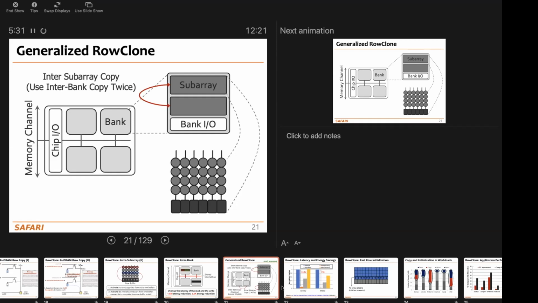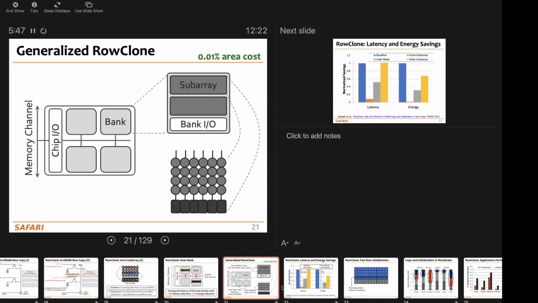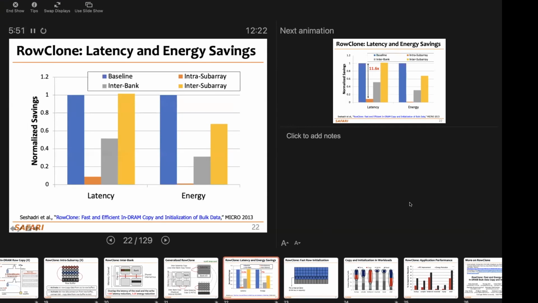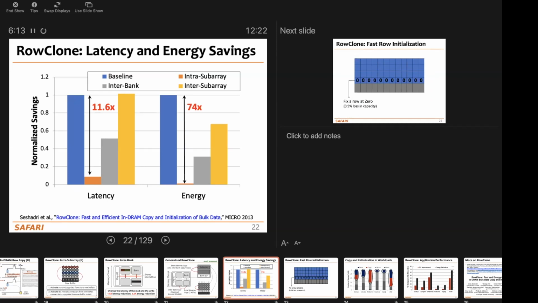One only problem with this is that the inter-subarray copy, when the two subarrays are in the same bank, needs to happen through two inter-bank copies. And that's what makes this operation the slowest one in the generalized RowClone. You can see here that there is not really improvement in terms of latency for the inter-subarray copy, but still there is improvement in terms of energy. But especially good and especially fast and energy efficient is the intra-subarray copy, as you can see in this plot, with more than 11 times latency savings and more than 74 times energy savings.